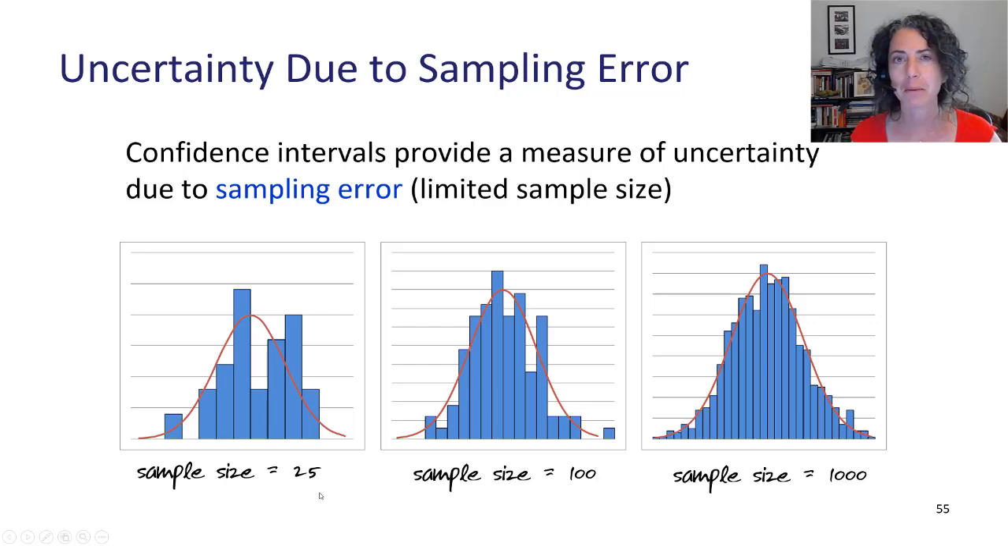We have to take the sample that we get, right? So here we have samples of size 25, 100, 1,000, and it's pretty obvious that the larger the sample, the better it represents the probability distribution. We can't make our sample larger. In hydrology, we're often collecting data over time, right? We don't get more data until we wait for more time. So instead, we're just studying how much uncertainty we have due to the fact that we have a small sample.